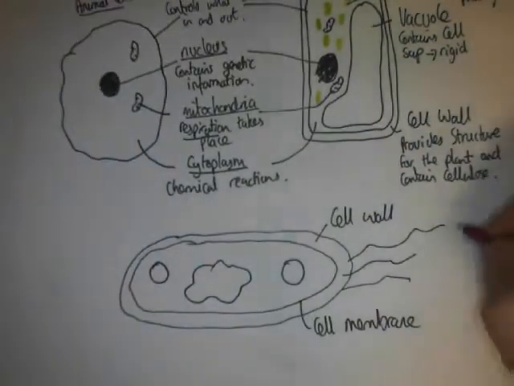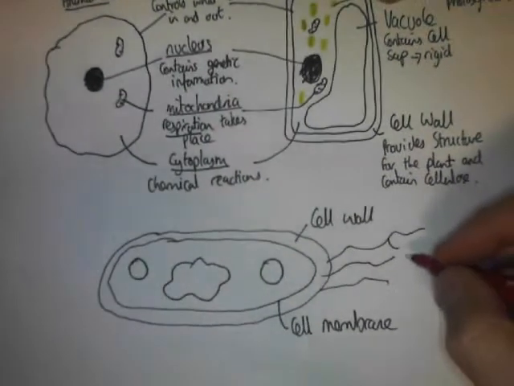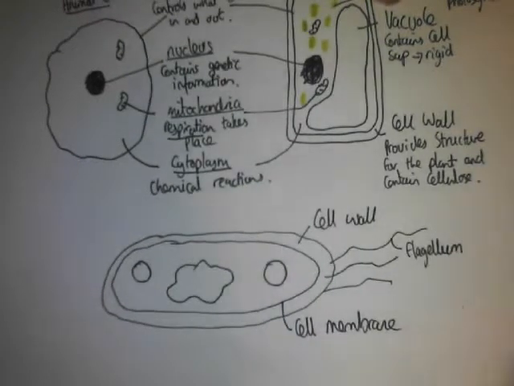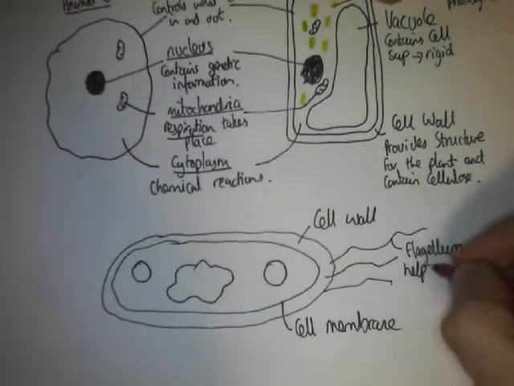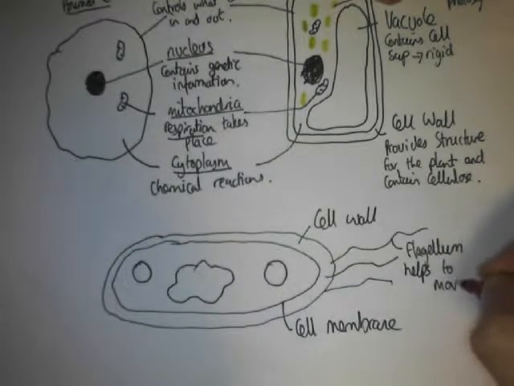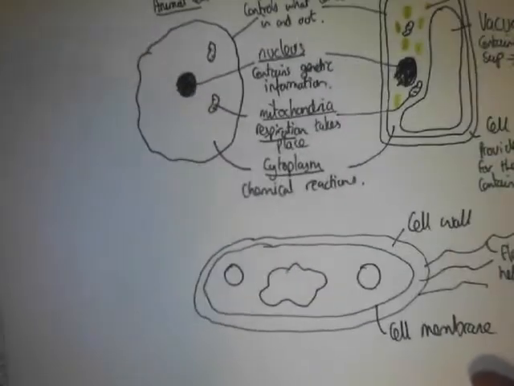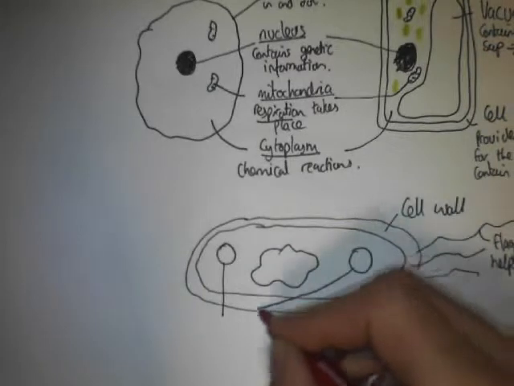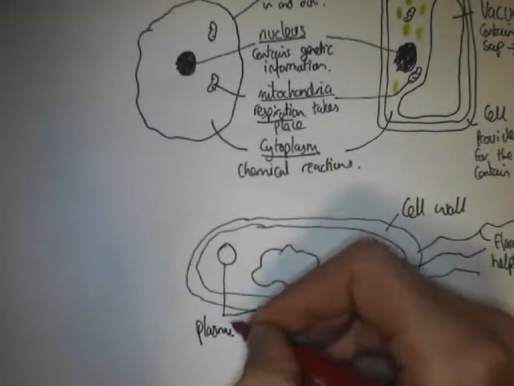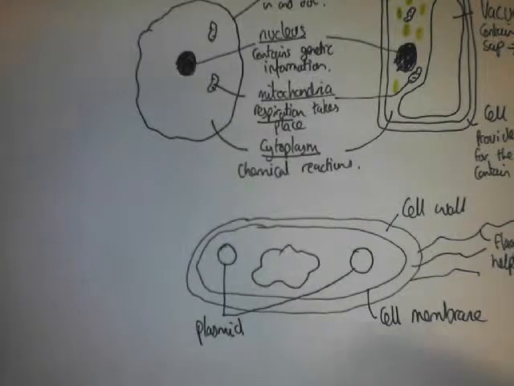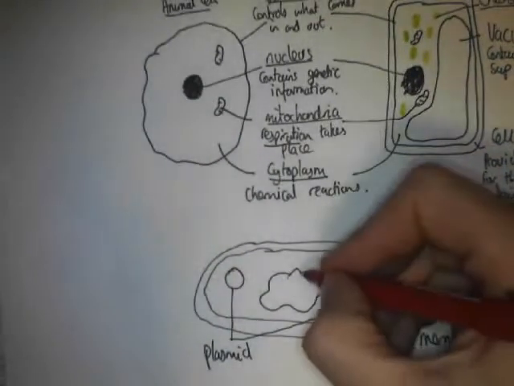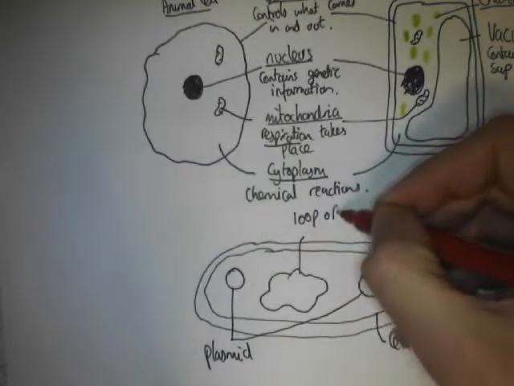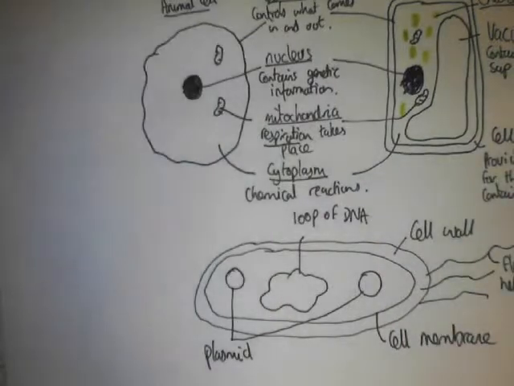And this tail, as you'll think it looks like, is actually called a flagellum. And that helps the bacteria move. And then you've got DNA in two different forms. You've got a plasmid and you've also got chromosomal DNA. So this is a loop of DNA. And that's all you really need to know about that.